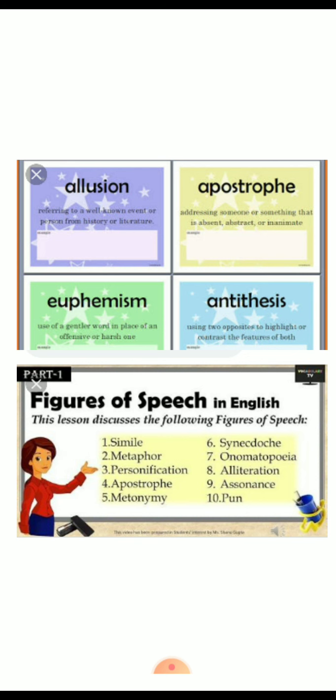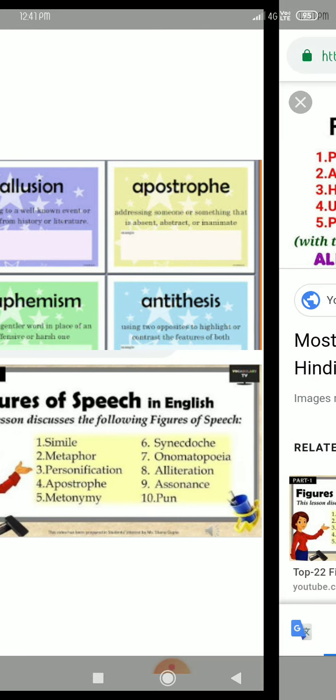Speech is silver, but silence is golden. Here, speech is considered as silver, whereas golden is silence. To err is human, to forgive divine. Human and divine. See? Opposite. Err means to make a mistake. Forgive means forgiveness. So these are examples of antithesis.